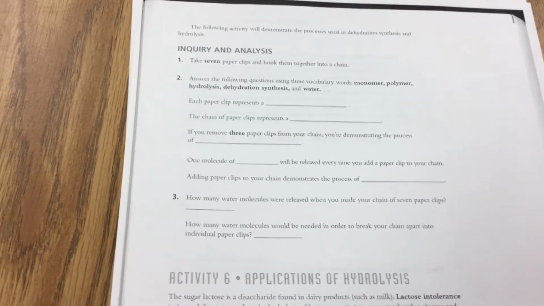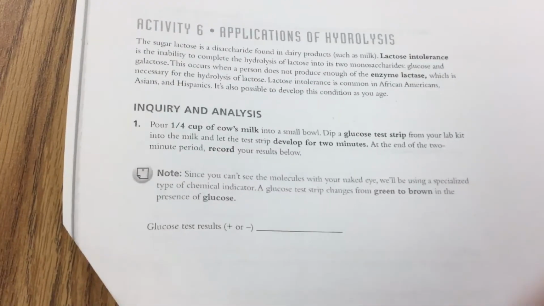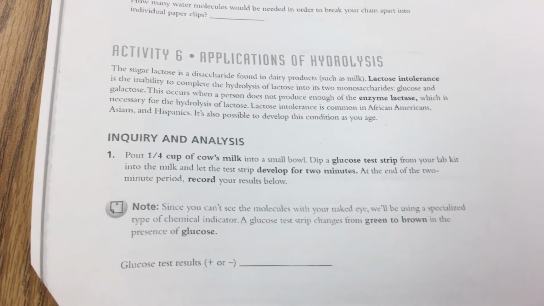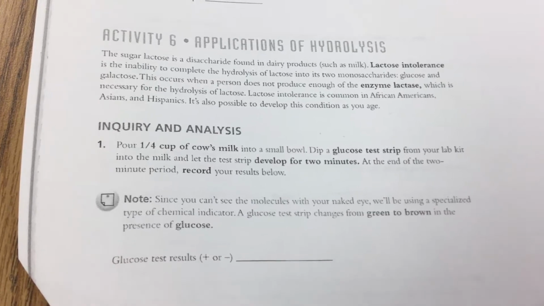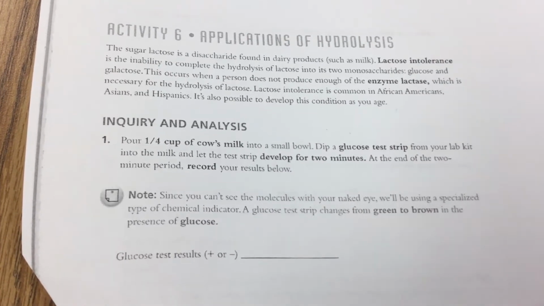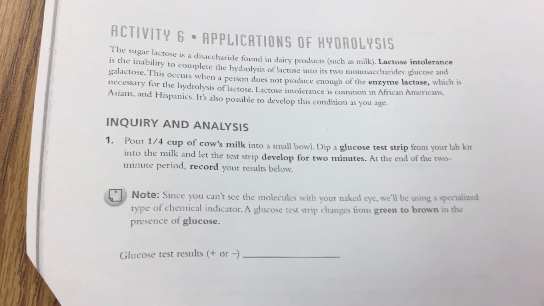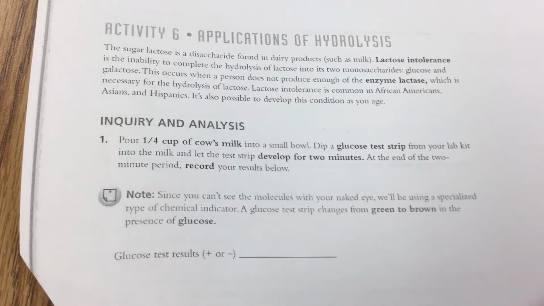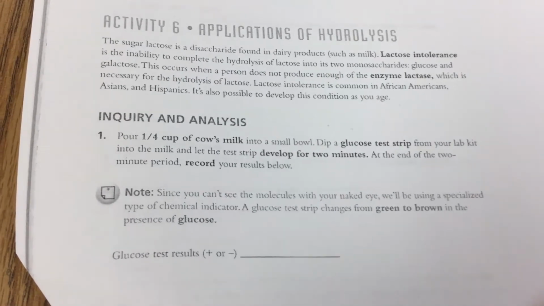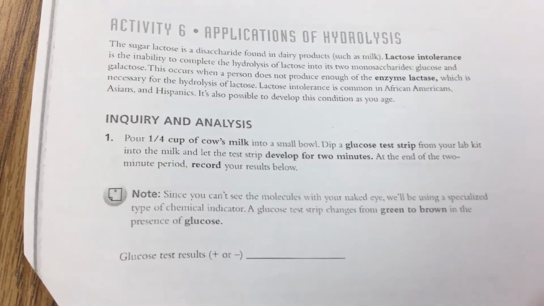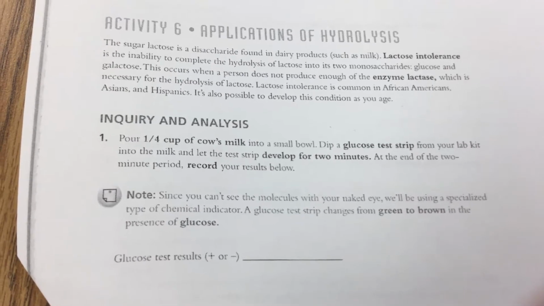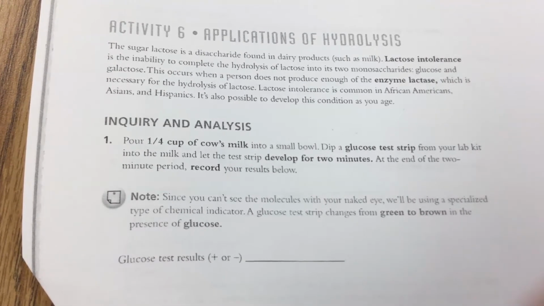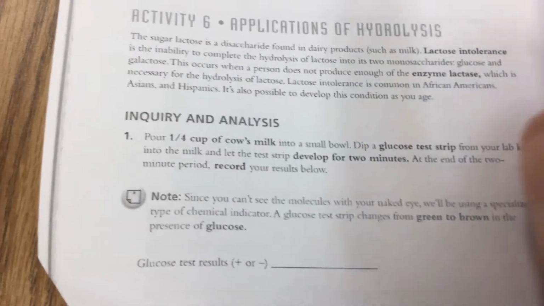We are going to jump down to activity 6. For the directions, it says that the sugar lactose is a disaccharide found in dairy products such as milk. Lactose intolerance is the inability to complete the hydrolysis of lactose into 2 monosaccharides, glucose and galactose. So if you're lactose intolerant, that means your body is missing what you need to do that chemical reaction.